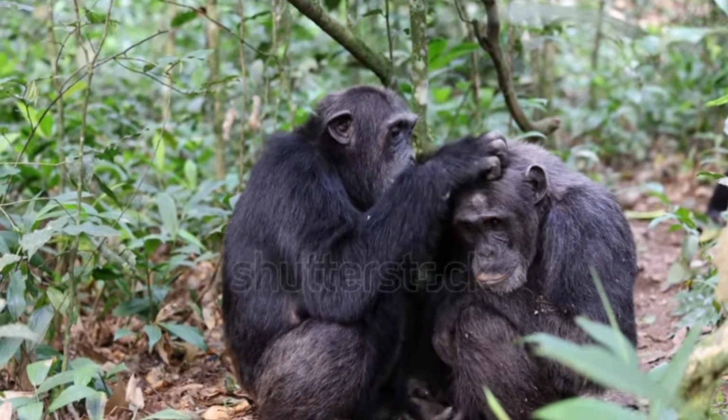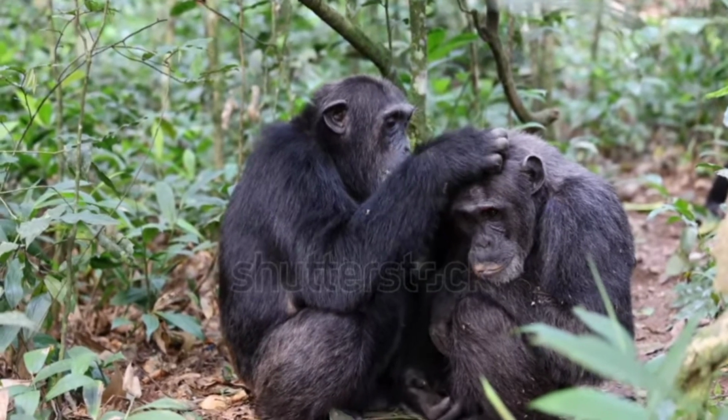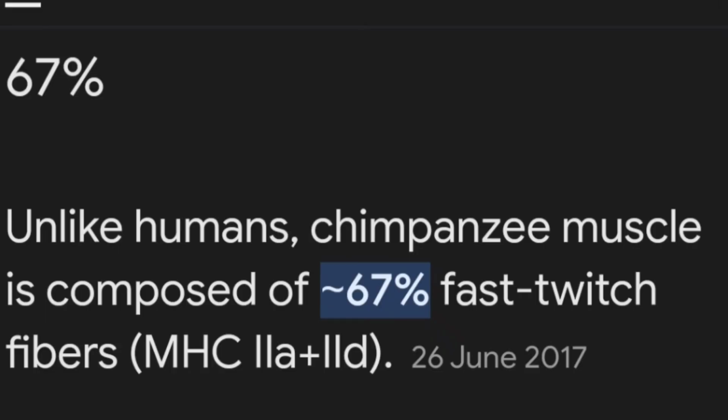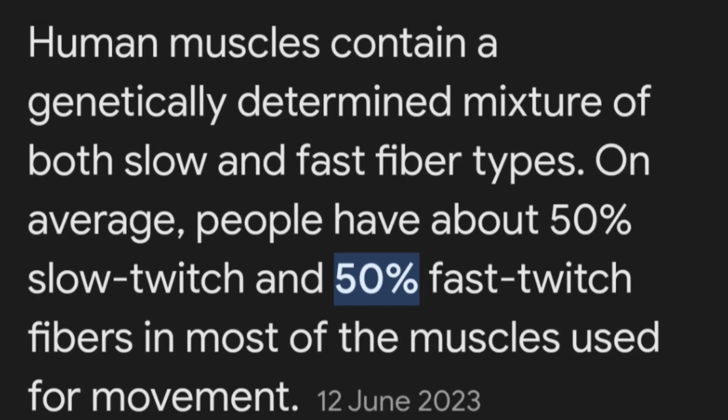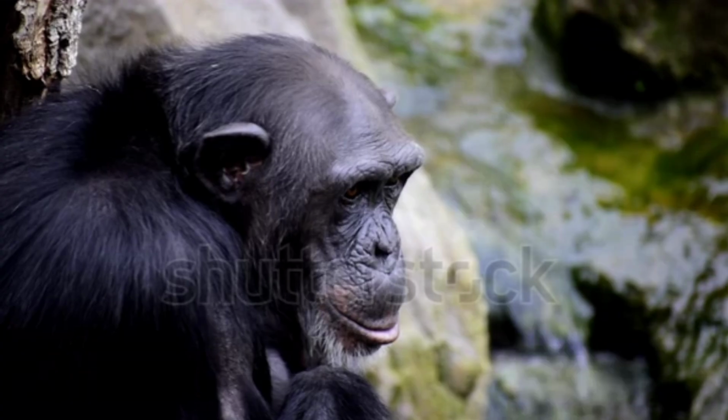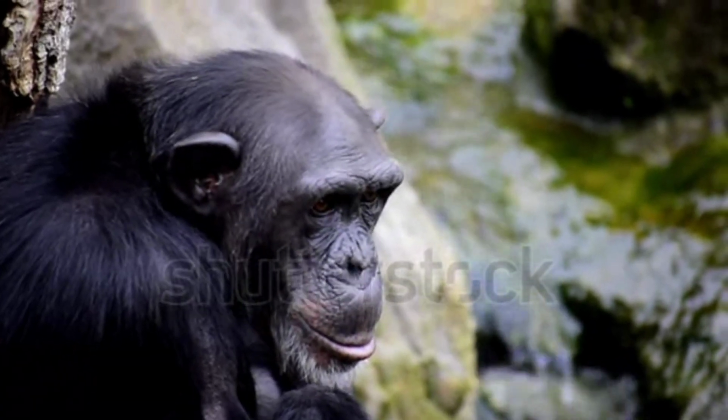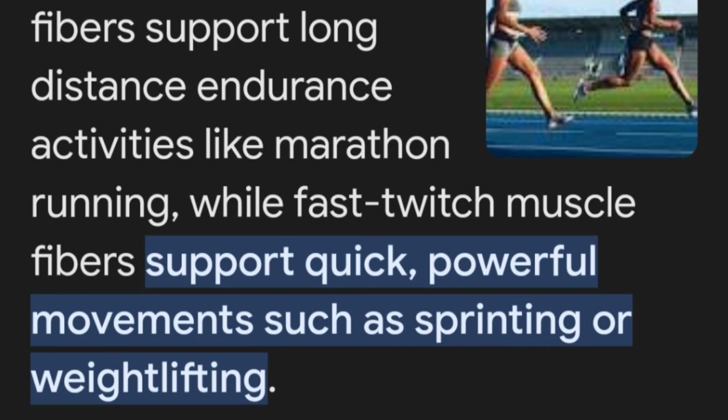Despite this, chimpanzees are still strong for their size, which is due to their muscle fibers being made up of 67% fast-twitch muscle fibers, as opposed to humans having about 50% fast-twitch muscle fibers. This is significant because fast-twitch muscle fibers are what generate short bursts of power but tire quickly, meaning these muscle fibers are what supports movements such as sprinting and lifting weights.